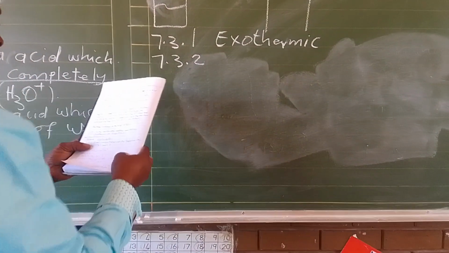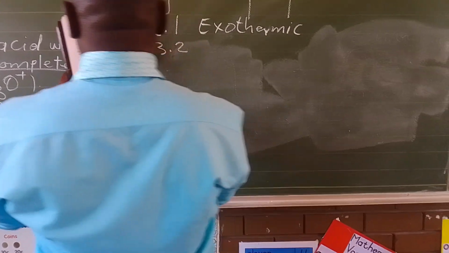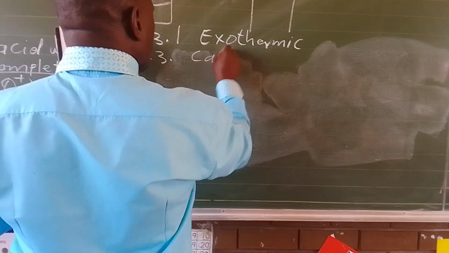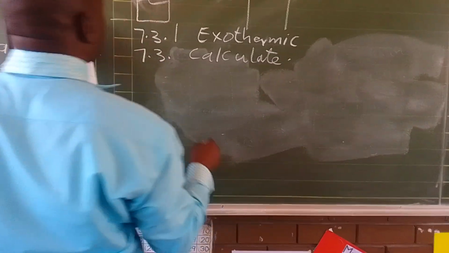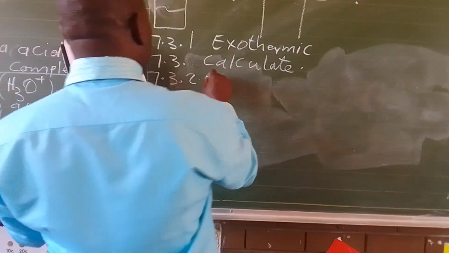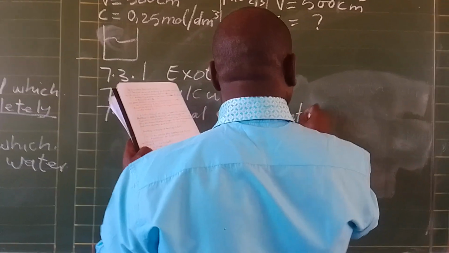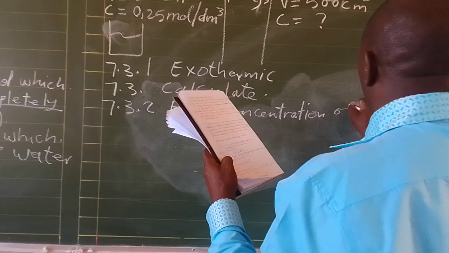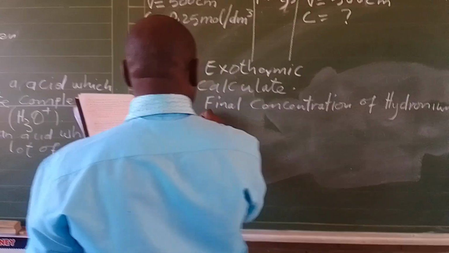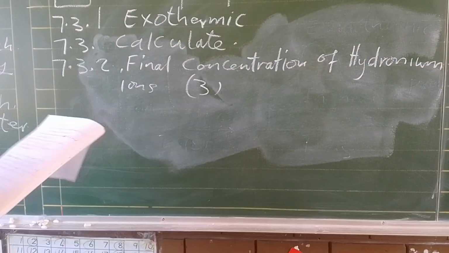Now, 7.3.2. They say calculate the final concentration of hydronium ions. This is for 3 marks. We need to work here.